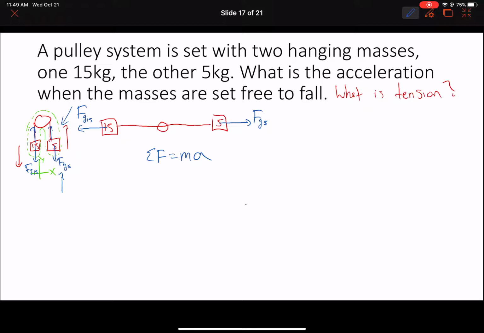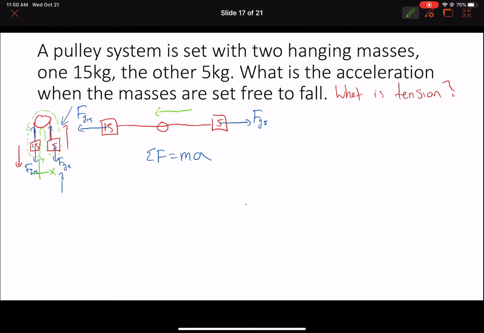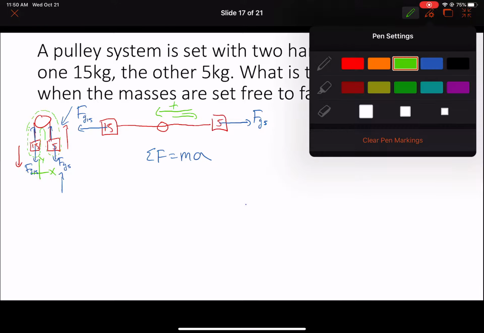Well, I always like my acceleration to be positive, and I know this system is going to be going this way. I know the system is going to be pulled that way, right? Because the left side is heavier. So let's call that my positive direction. Why not, right? It doesn't really matter which way is positive as long as we stay consistent, which means that the other way is negative.